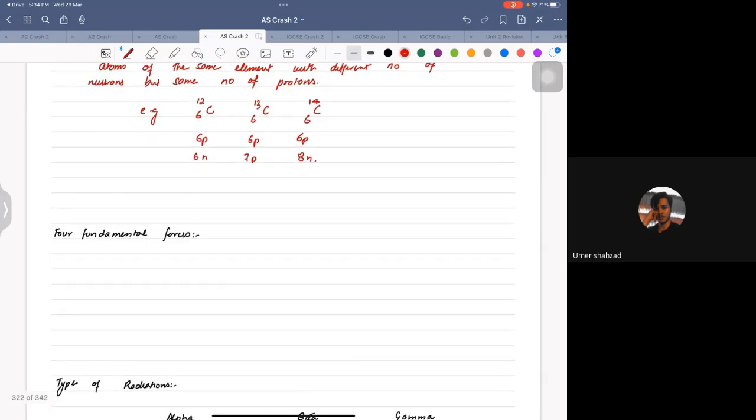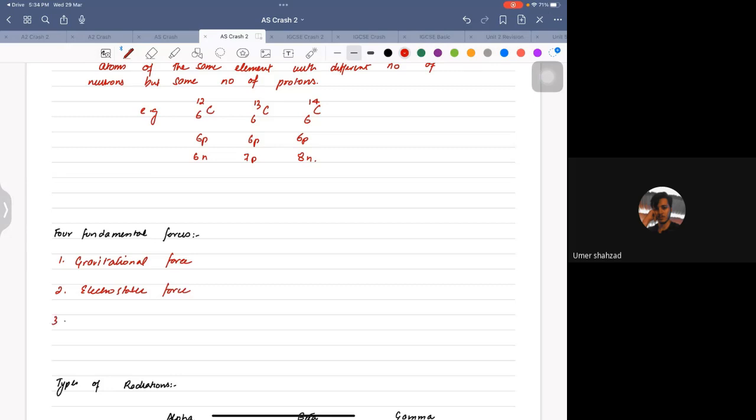Now, basically everything in the world is being driven or controlled by 4 fundamental forces. The 4 fundamental forces are: number 1, gravitational force, the force between masses. Then you have electrostatic force, that is the force between charges.